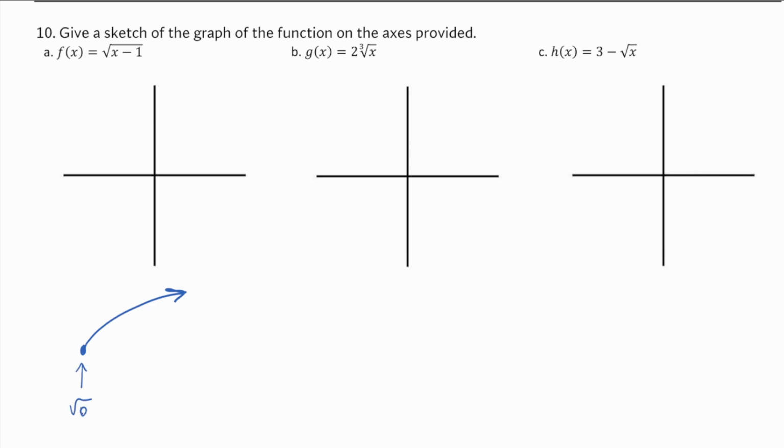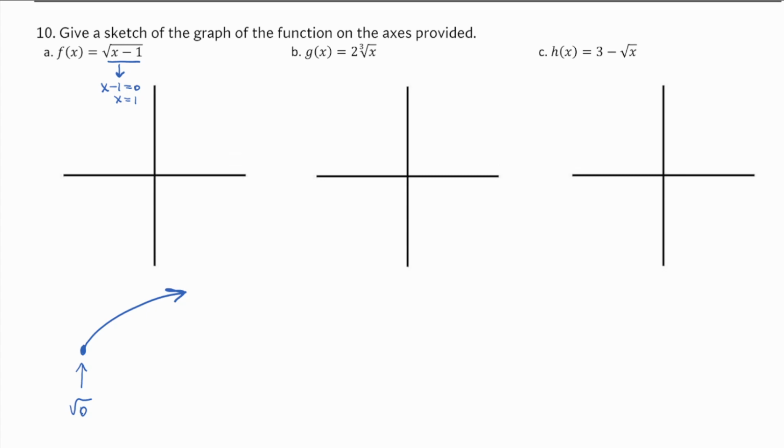So over here I need to figure out what x gives me that. I'm going to say x minus 1 equals 0, and that tells me x equals 1. So I know that x equals 1 is the x-coordinate where the edge of the graph is.